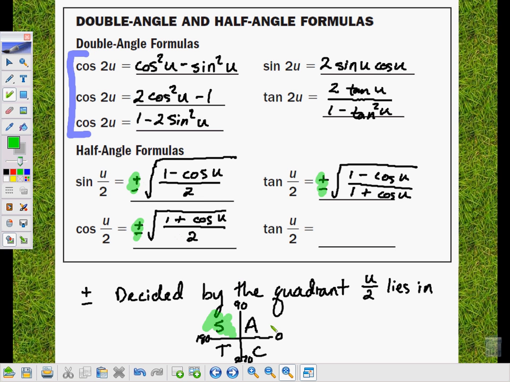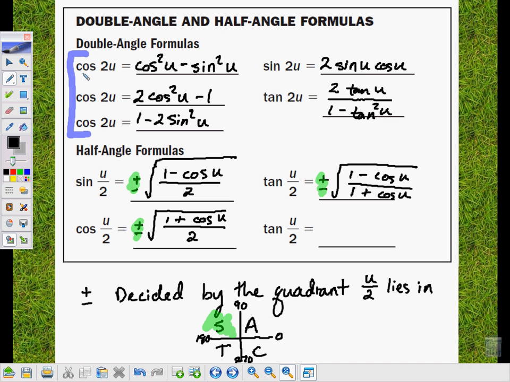To remember this real quickly, we have a little saying, All Students Take Calculus, which will help us remember which functions are positive in which quadrant. In the first quadrant, all things are positive. In the second, sine and its reciprocal, the cosecant, are positive. In the third, tangent and its reciprocal, cotangent, are positive. And in the fourth quadrant, cosine and its reciprocal, secant, are positive.